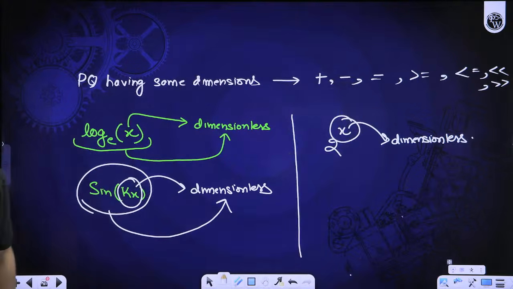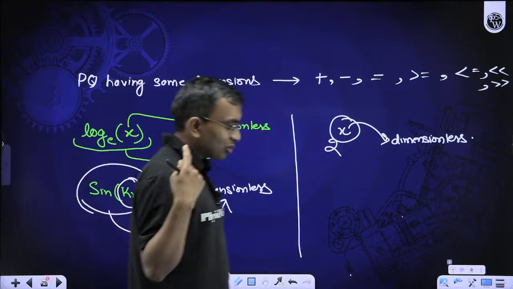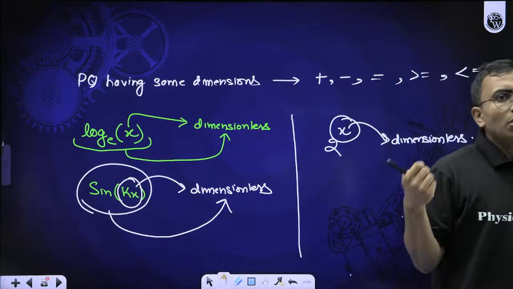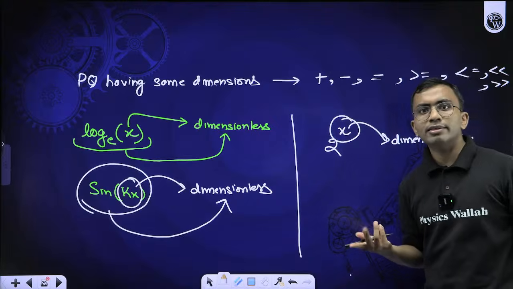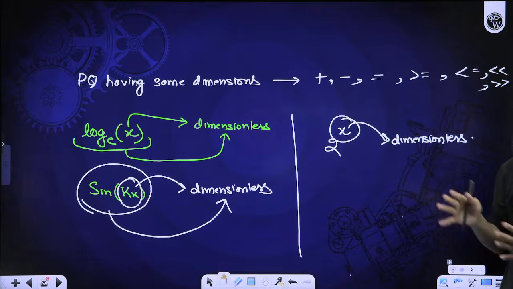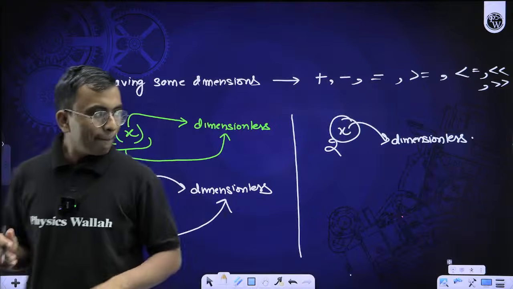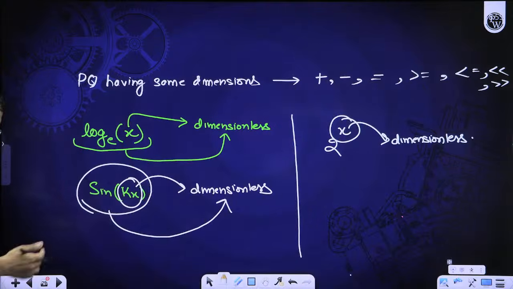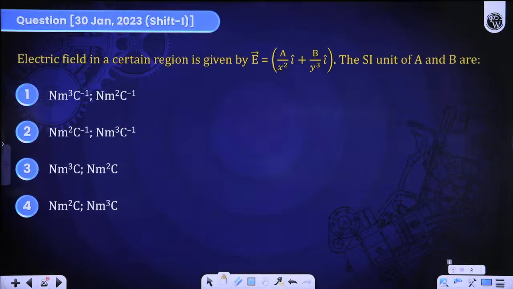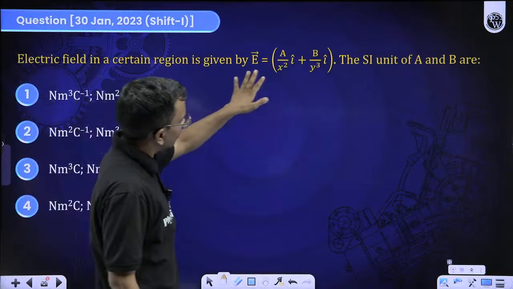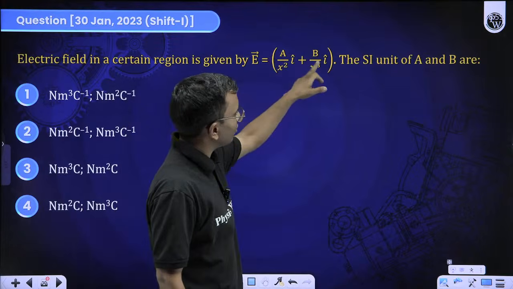So you have to understand these things. Some dimensionless constants like pi are dimensionless. It certainly has a value, but the dimensions are not there. So these things you have to understand. Now let us use the principle of homogeneity here. Electric field in a certain region is given like this. What is the SI unit of A and B?